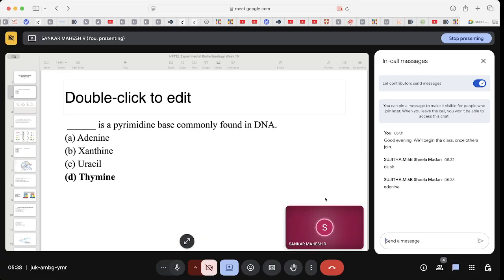Yeah. So Sujita, you can unmute and tell what are the different bases that are found in DNA, and what are the names of the bases that you are aware of, the classifications and the names. You can unmute.